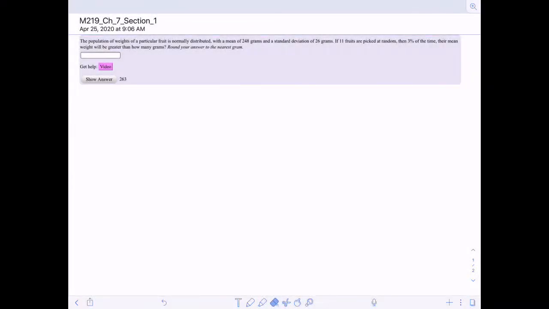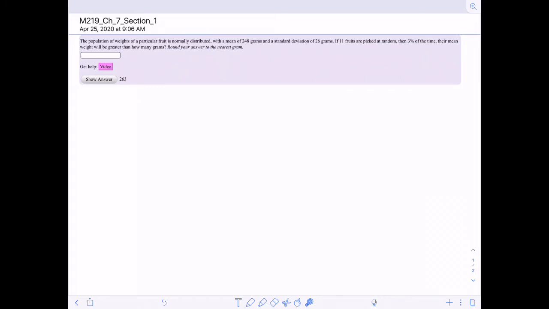Hi, in this example, we're going to discuss an example with normal distribution and actually finding the value given a certain area. So the population of weights of a particular fruit is normally distributed with a mean of 248 grams and a standard deviation of 26 grams. If 11 fruits are picked at random, then 3% of the time their mean weight will be greater than how many grams? And we'll round our answer to the nearest gram.